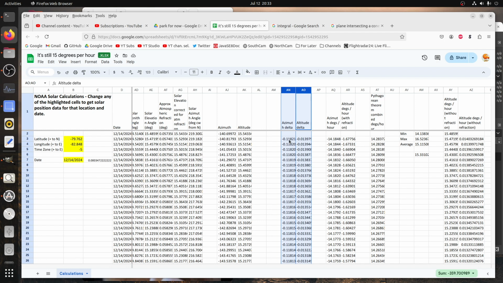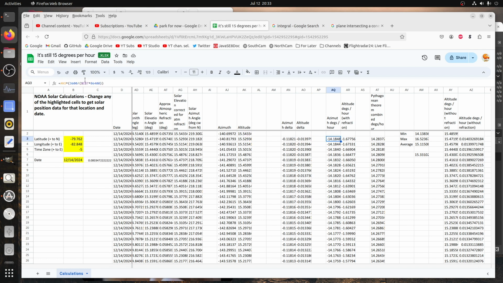For these two columns, I subtract the previous azimuth from the new one. I add 540, I take the 360-degree modulus and I subtract 180, and that is going to give me a delta between minus 180 and 180. Most of the time it's less than 1 degree, as you can see here. And I did something similar for the altitude delta.